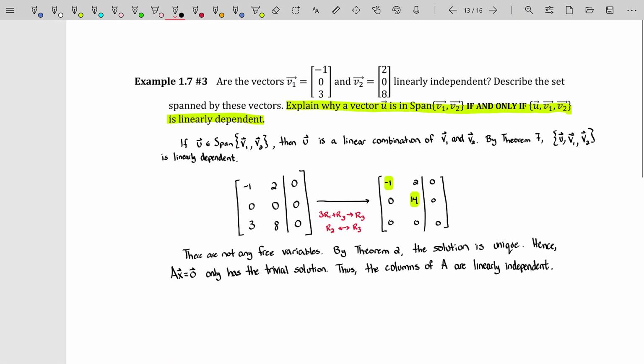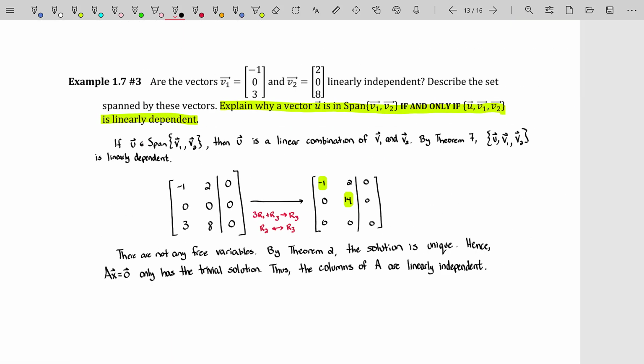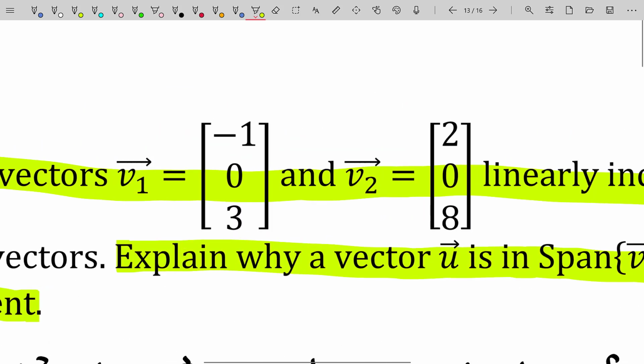So we've shown that those vectors, which are the columns of A in our augmented matrix, are linearly independent. Now all we need to do is describe the set spanned by these vectors. Well, the easiest way to note this is if you've had Calc 3. If you've had a semester in Calc 3, you know that these two vectors are in R cubed, or three-dimensional space. However, their second entry is always 0. So these two vectors span the x1, x3 plane.